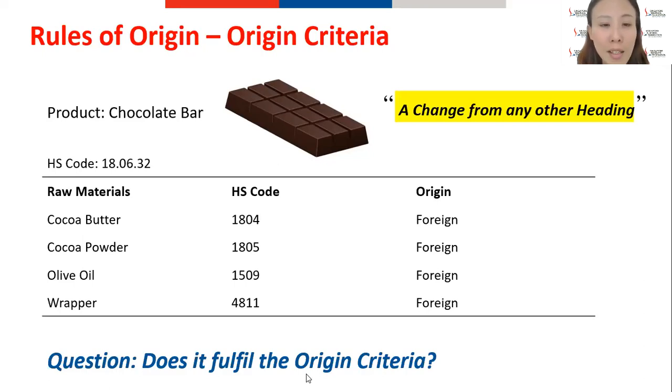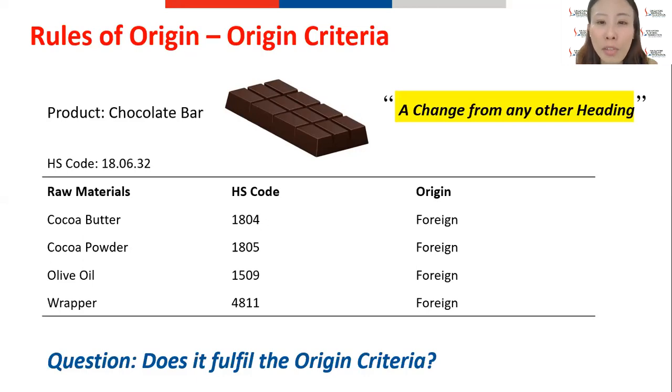The polls are still coming in, so I'll wait a few more seconds before I launch and share the result with all of you. I shall end the poll and share the results. 57% said yes, it fulfilled the origin criteria. 33% say no, and there's a small 10% who say they don't know.